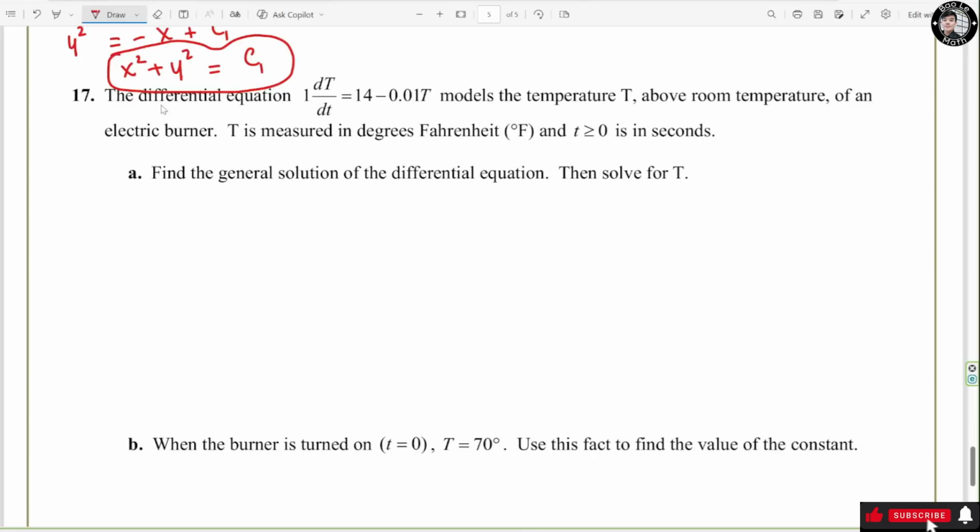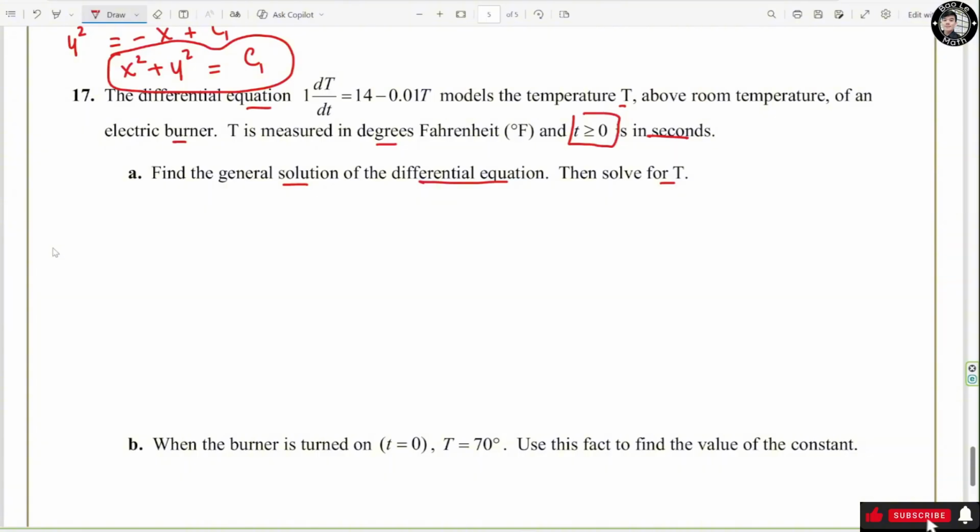Now question 17. The differential equation dT over dt equals 14 minus 0.01 T models the temperature T above room temperature of an electric burner. T is measured in degrees Fahrenheit and t, greater than or equal to 0, is in seconds. Question A. Find the general solution of the differential equation, then solve for T.